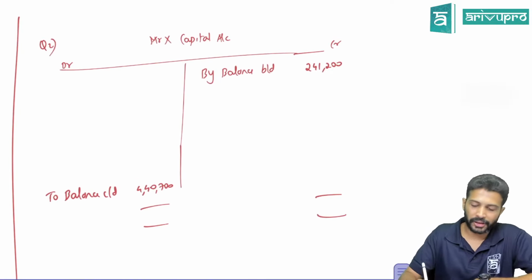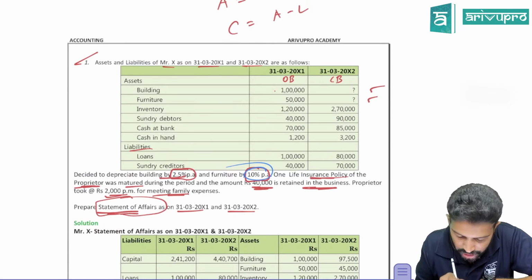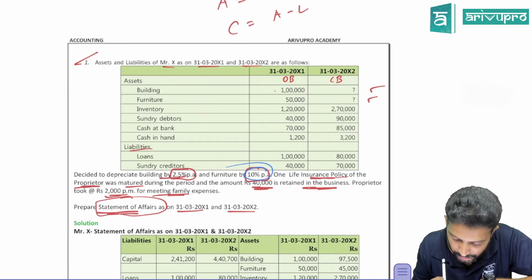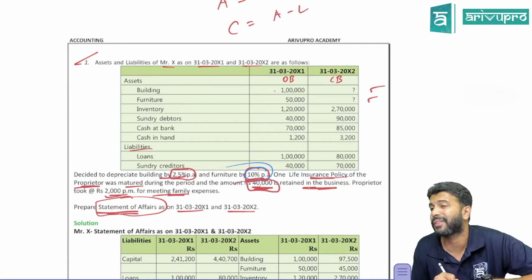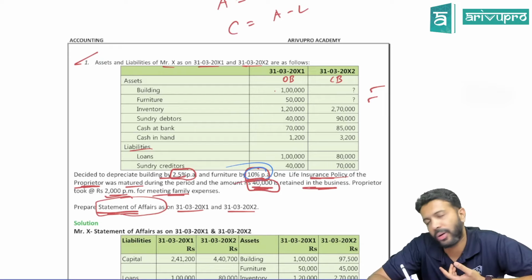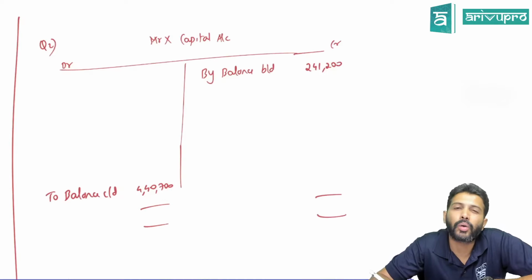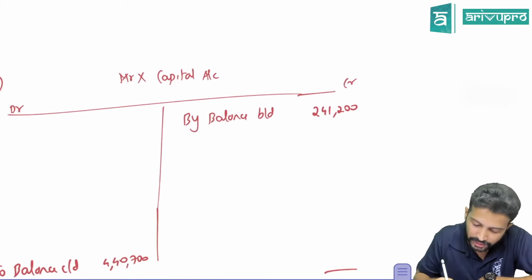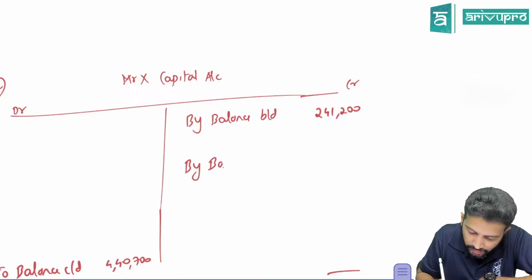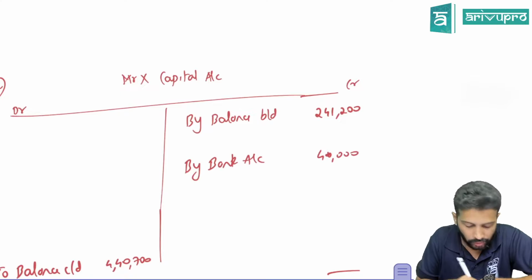Now they have given some additional information. Let's read that. Depreciation is already captured. The life insurance policy of the proprietor which matured was retained in the business. And how much was that value? 40,000. That is nothing but your additional capital. What is the journal entry for additional capital introduced? Bank account debit to capital account. That means in your capital account you'll write by bank account, and the amount of that policy is 40,000.